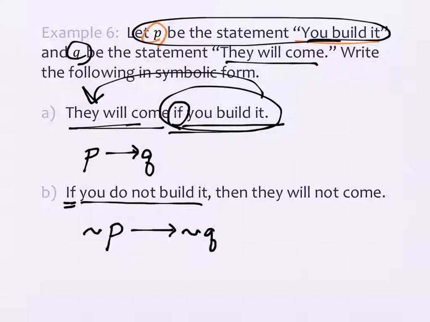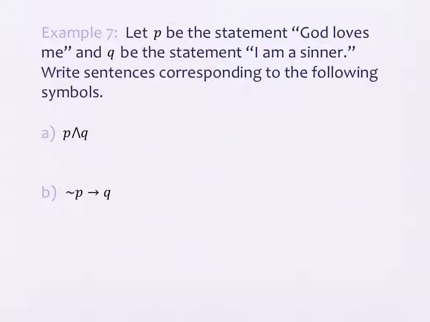Okay, our next example is going to go in the reverse order. We're going to start with symbols, and we're going to write the statement that corresponds. So these statements, a little bit different. P is the statement, God loves me. And Q is the statement, I am a sinner.